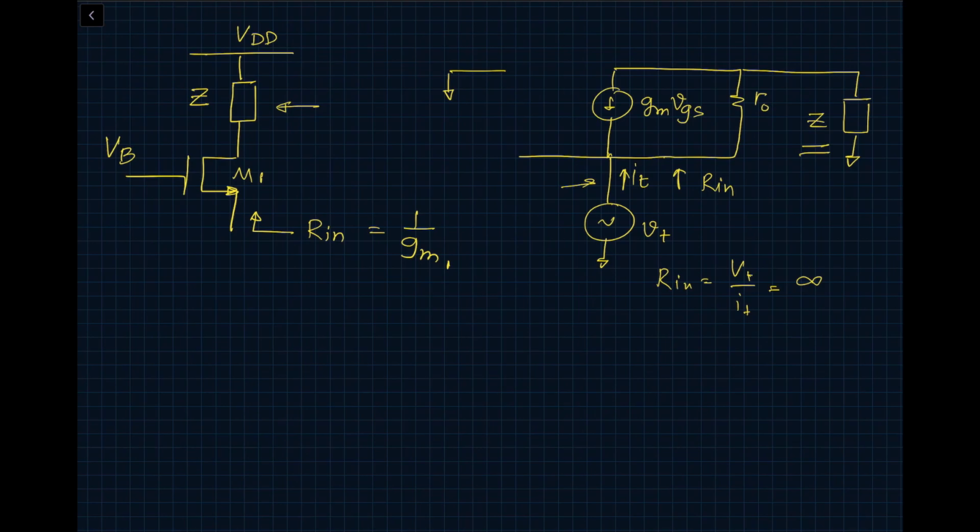So let's do a little more due diligence and figure out what the value of Rin is in the presence of resistance Z at the drain. So go ahead and write the KCL and KVL and come out with the value of Rin. Please do it on your own.